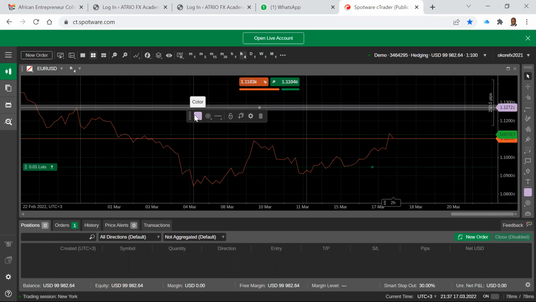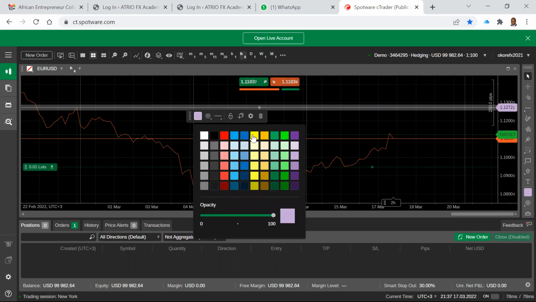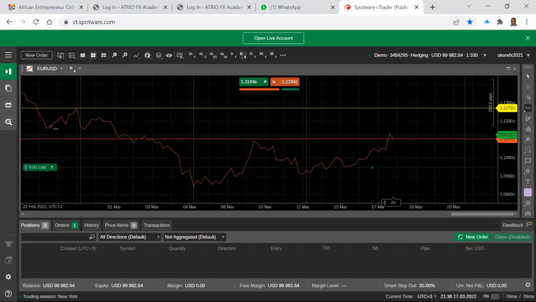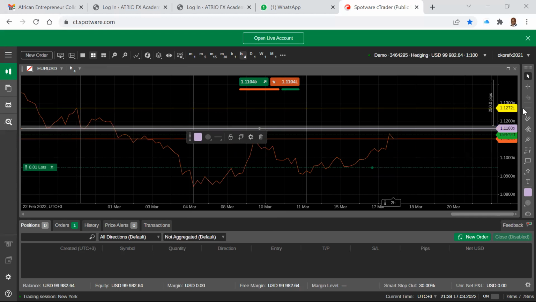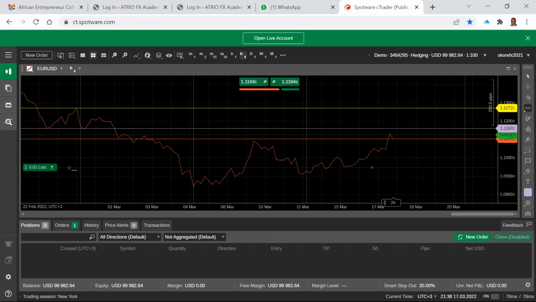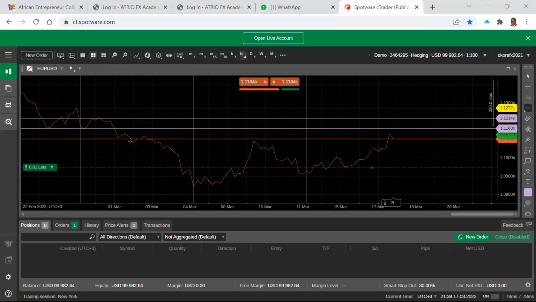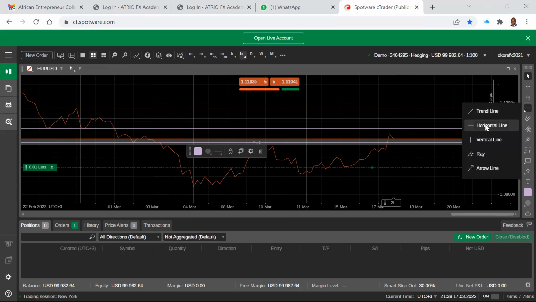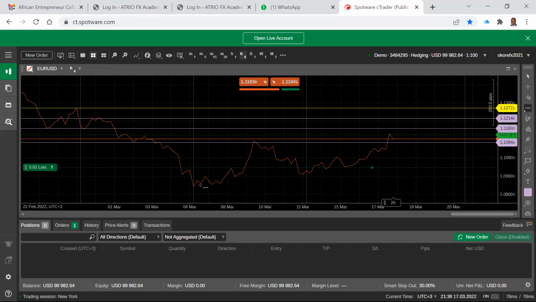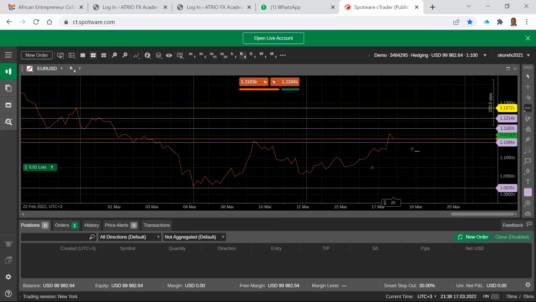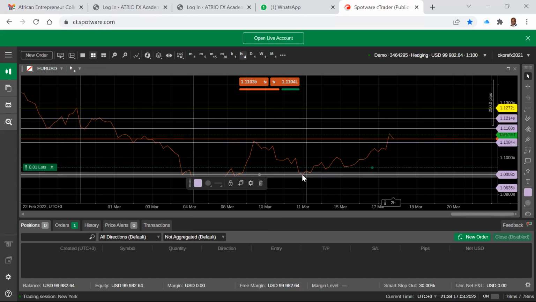But I think I want to change the colors of those lines so they're brighter. Okay. So everywhere where the line turns, you draw a line. Okay. You can draw that. So why do we draw these lines? So they can help you initially when you're still learning how to trade. They can help you or guide you on how to take your trades.